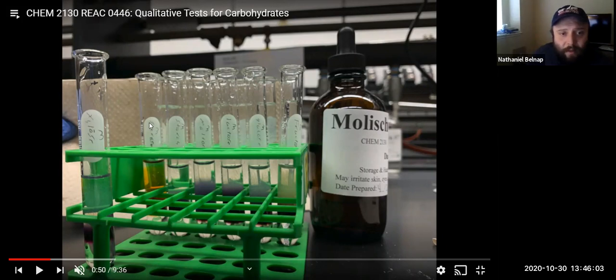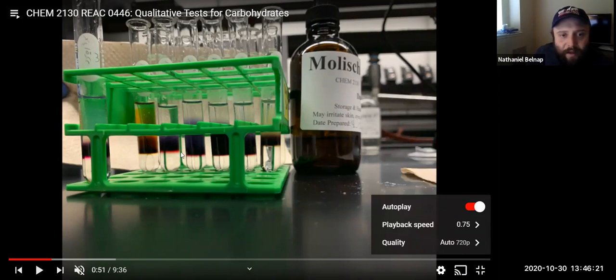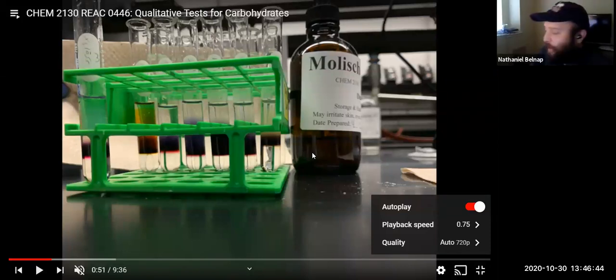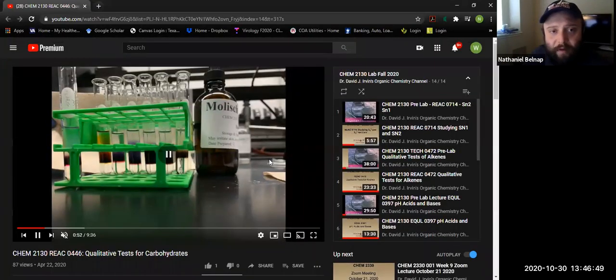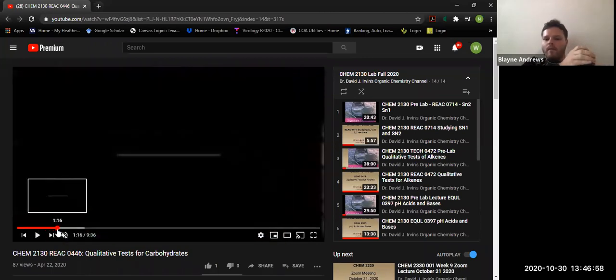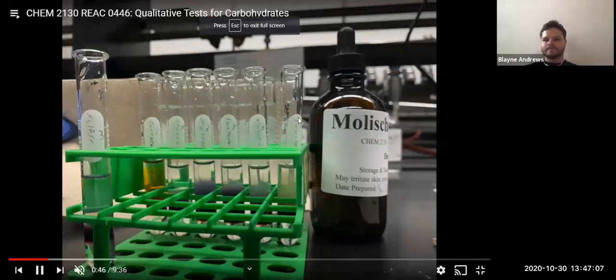So it looks like only sucrose turned to a brown color. And then it looks like fructose might be turning brown. I'm going to slow this down. This is going too fast. So do you guys see that? And this is for the Molisch reagent. So would you say that the one on the very right is positive or negative? I would say it's positive. Okay, and which one again? Fructose. Yeah, that one was fructose on the end there.